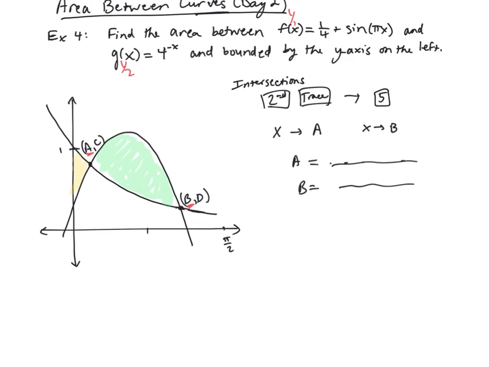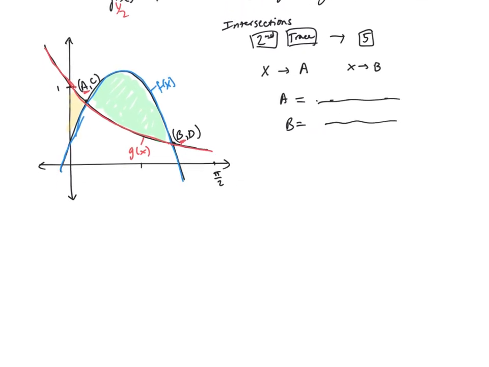Cool, so I'm going to go ahead and label. I kind of like to color code for myself. This is my f of x that's given to me, and then my g of x is that one.